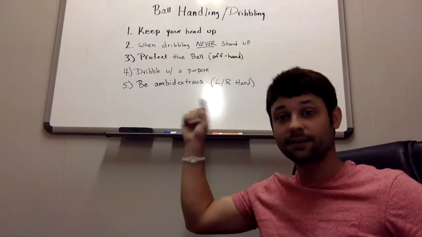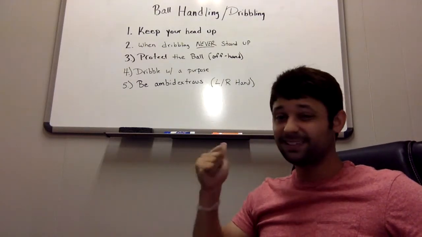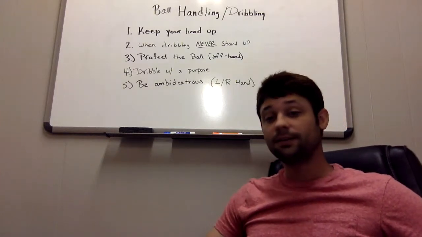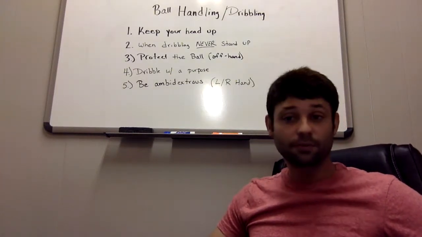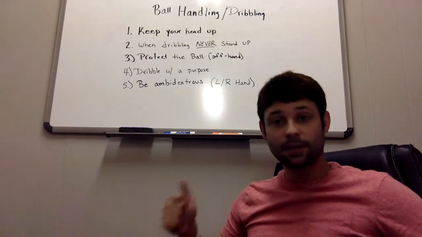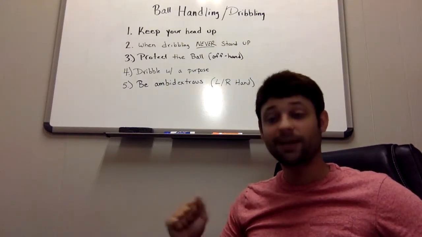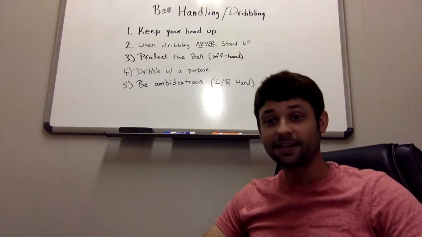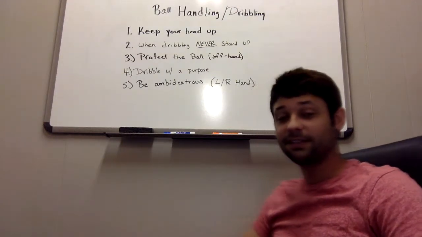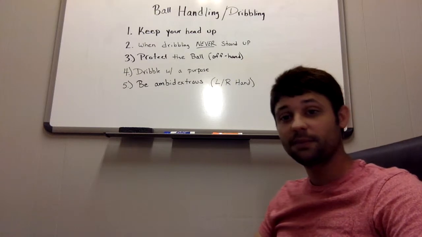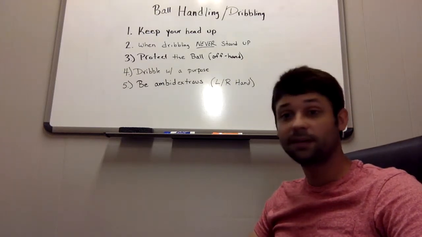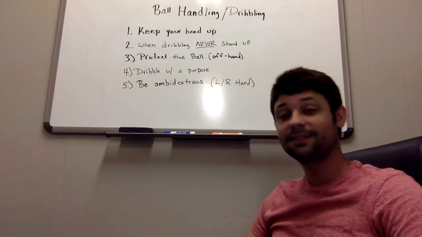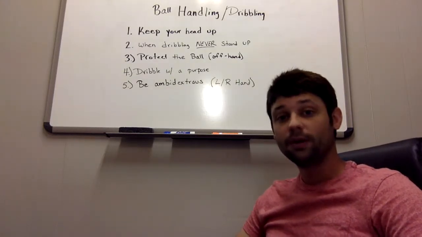Then the last thing, especially if you're coaching kids around the first, second, third, fourth, and fifth grades: be ambidextrous. If they're right-handed, work on their left hand twice as much. Oftentimes I go to middle school games and see a 6th, 7th, or even 8th grader who can only dribble with their right hand, and it limits so much of what they can do on the court.